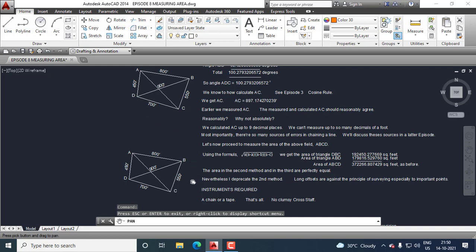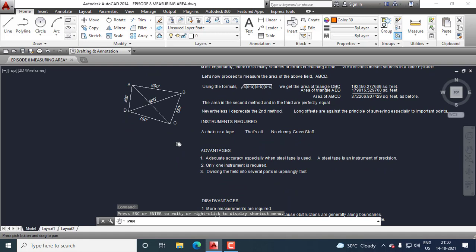So instruments required for this method, there is only one instrument, chain or tape. Advantages of this method are accuracy is adequate, when especially steel tape is used. Only one instrument is required. Dividing the field into several parts is surprisingly fast by using this method.